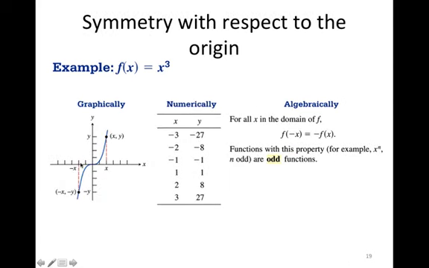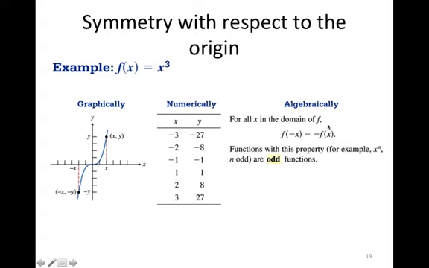The other one that we look at is if it's symmetric with respect to the origin. That means it has rotational symmetry. So x cubed might be a good one to look at. For this one, if I just look at the table and I look at 3, if I plug in a 3, I get 27. If I plug in -3, I should get the same number, but the opposite sign.